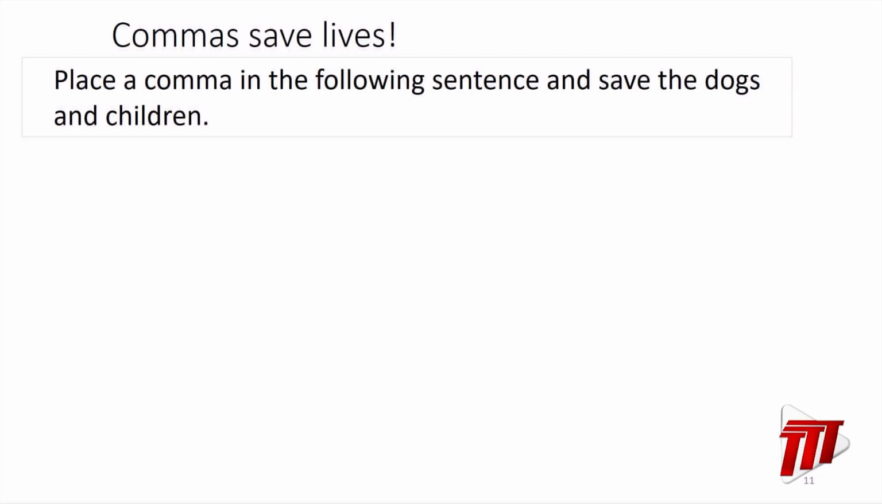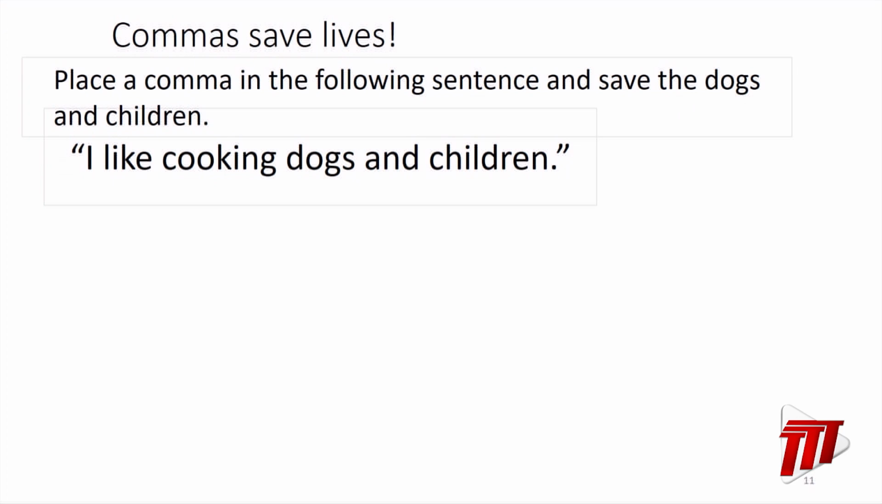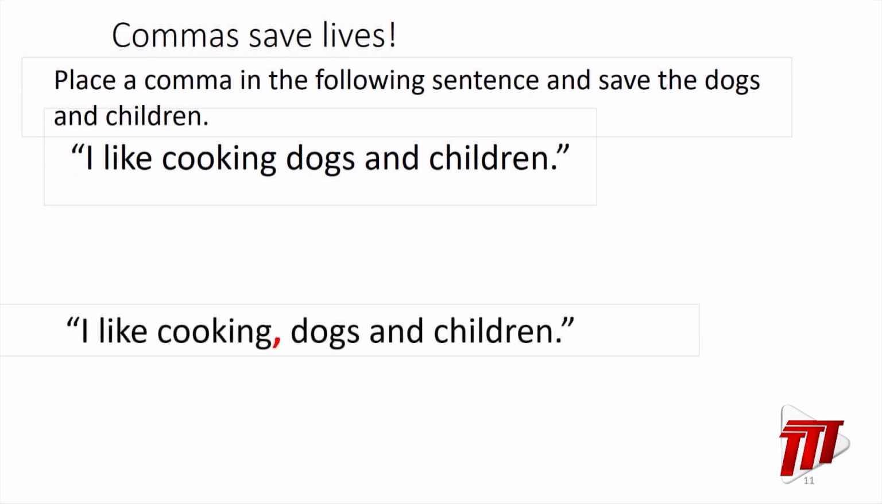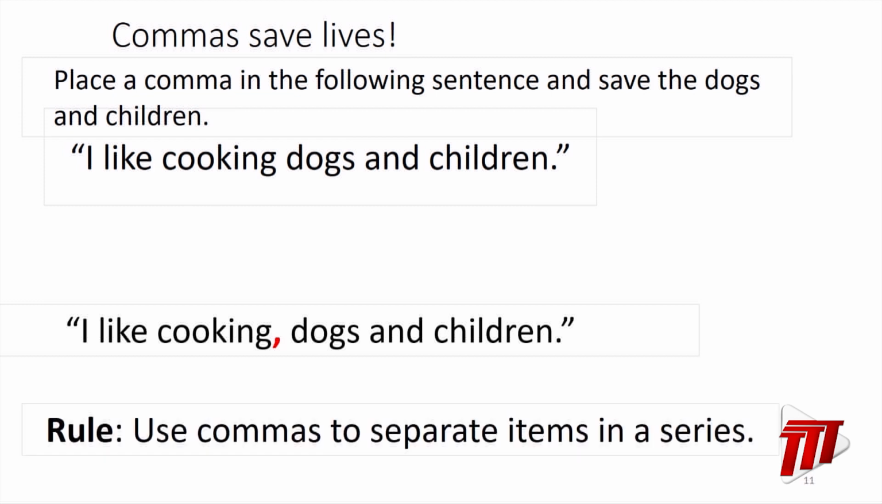Let's see how commas can save our lives again. Place a comma in the following sentence and save the dogs and the children. So let's see where the comma goes. I like cooking, dogs, and children. So we have commas in a series, after words in a series, and we also have the comma after cooking, not after dogs. What do we have after dogs? We have the word and. So here, as I said before, we are using the commas to separate items in a series.